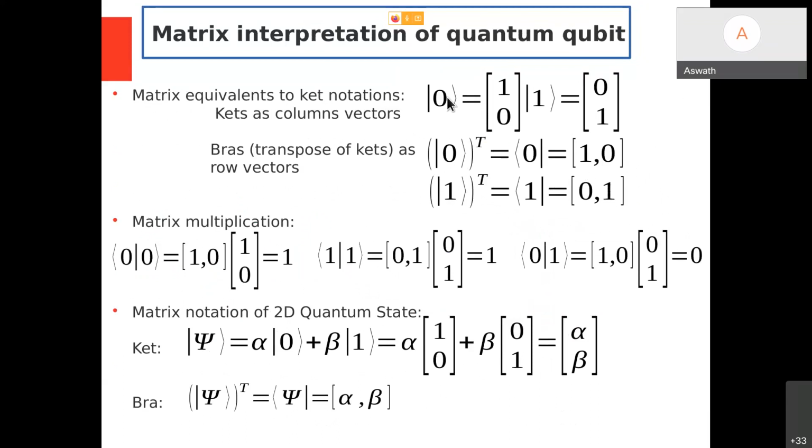Now, a multiplication of 0 ket with 0 ket is not possible because it is in a column notation. I can't multiply column to column itself. So the only way is to convert one of them into a row and then do the multiplication. Matrix multiplication only happens when I have a proper order.